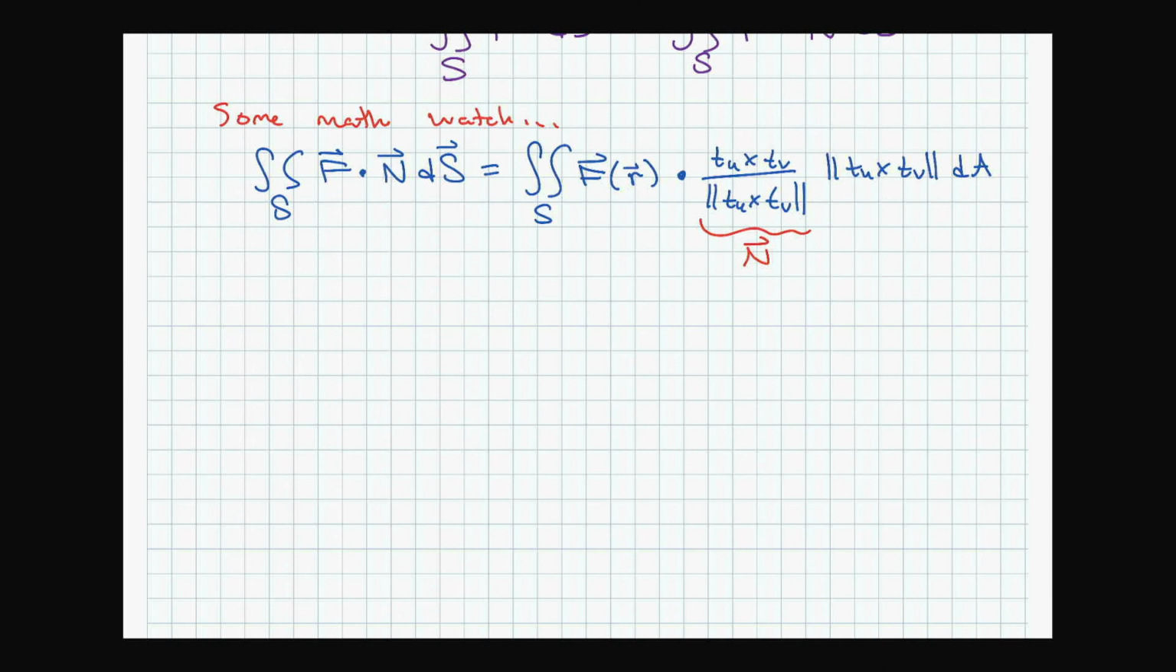So what happens is that this and this are simply going to cancel each other out. And what you're going to be left with is a double integral over just whatever the domain is, of F with your parameterization plugged in, dot product with Tu cross Tv. Notice there's no magnitude anymore. And then your dA, whatever that is. Okay, so this is how you actually compute that.